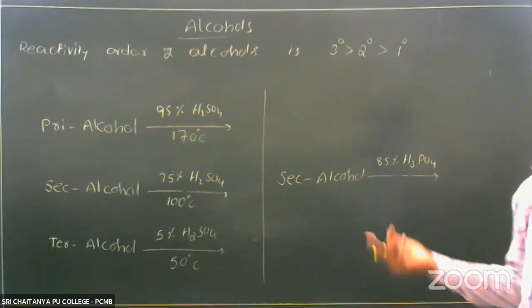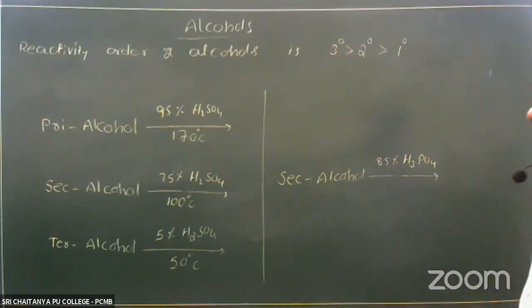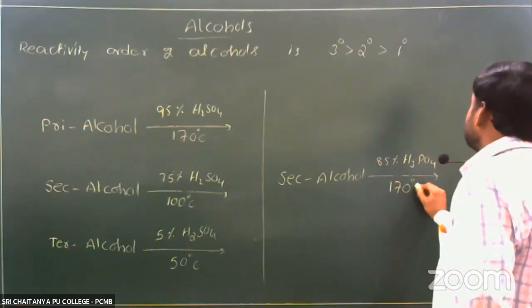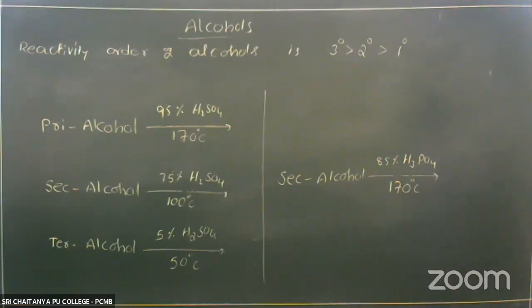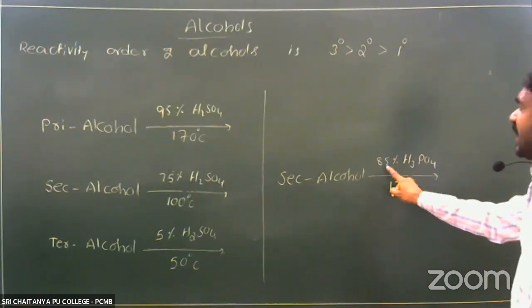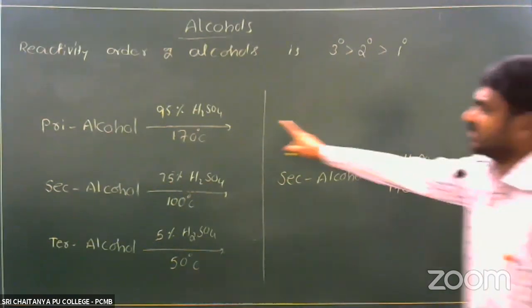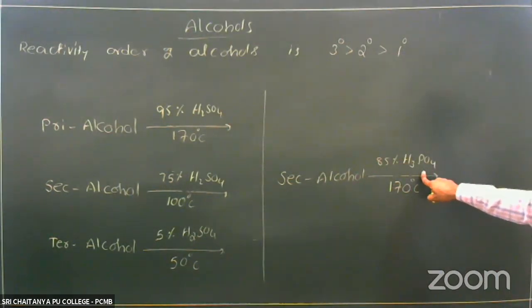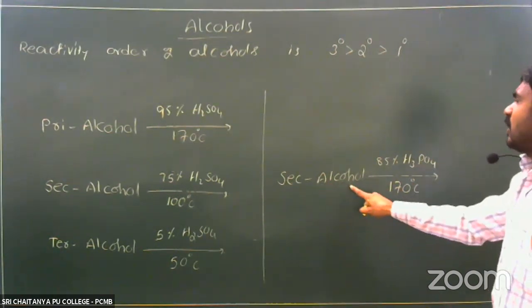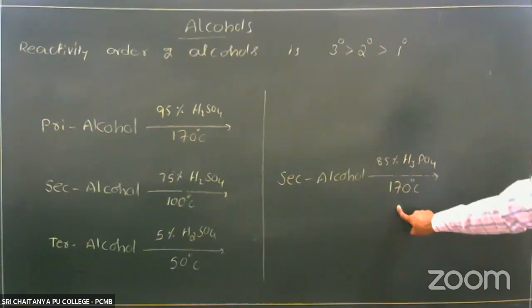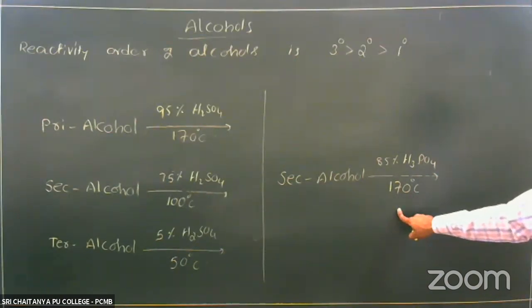Primary alcohol requires 100% phosphoric acid and high temperature. So it requires 170 degrees centigrade. If phosphoric acid is used as a dehydrating agent instead of sulfuric acid, it has a less dehydrating nature. So secondary alcohol requires 85% phosphoric acid and a temperature of 170 degrees centigrade.